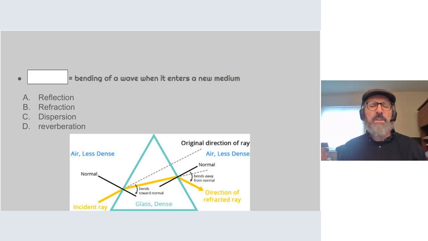All right, so this one is the bending of waves that enter a new medium. So we're just looking at the bending of waves. We're not looking at the color, right? So the bending of waves. What did you think this one is? You got 3 people saying refraction. Is that correct? Thanks, Janaya, Rainey, Reese. All right, how about you, Maddox and Keegan?